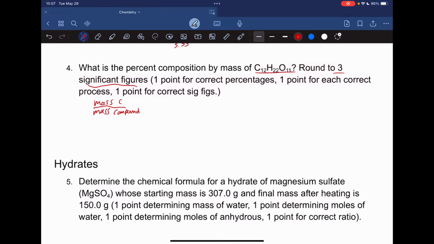So we're going to have to do some math aside from there. Let's find out carbon's mass. So we're going to have 12 times whatever the molar mass of carbon is, which actually happens to be 12.011. So that's going to be the mass of carbon. The mass of hydrogen is going to be 22 times the mass of hydrogen, which is about 1.0079. And then the mass of oxygen is going to be 11 times 15.999.